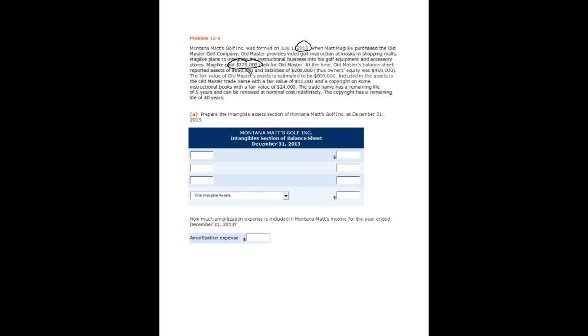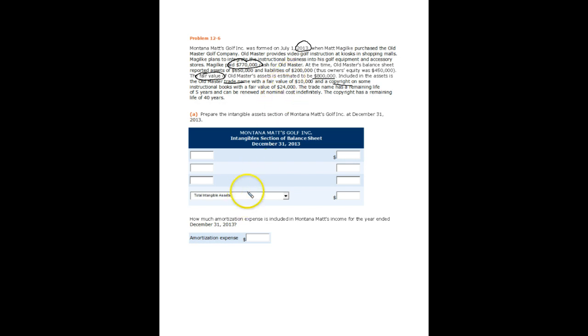$770,000 for this business. The business that he bought had assets at $650,000 and liabilities at $200,000, which of course leaves owner's equity of $450,000. Again, that's book value of those items. Now it also gives us the fair value, which is more relevant to us, of $800,000. And within that $800,000 there are a couple of intangible assets it can identify: a trade name and a copyright, and it gives us the fair value. It tells us whether they have a remaining life, et cetera. We'll come back to that in just a little bit.